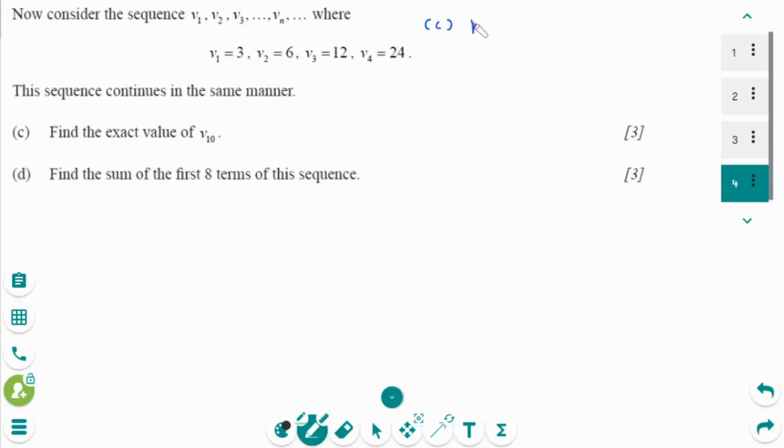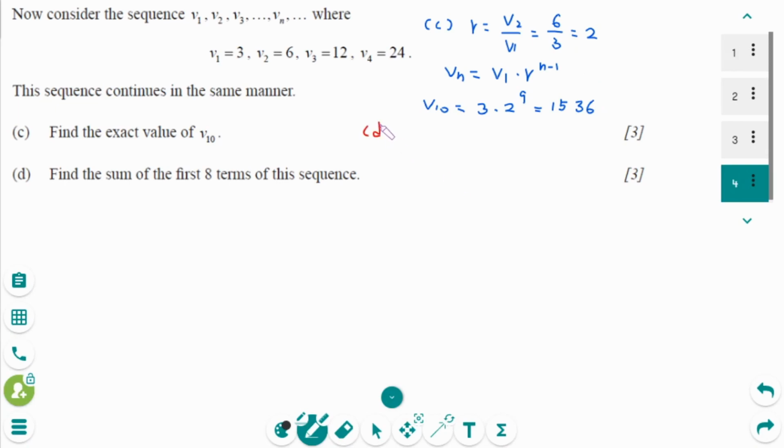Number C, the common ratio r equals V2 over V1 equals 6 over 3 equals 2. The general form Vn equals V1 times r to the power of n minus 1. So V10 equals 3 times 2 to the power of 9, which is 1536.